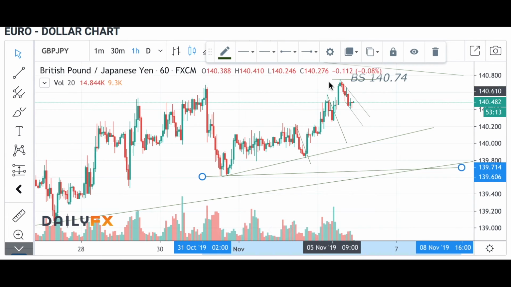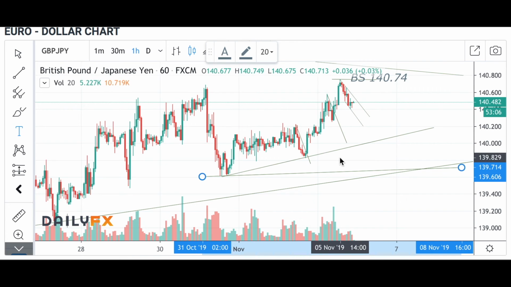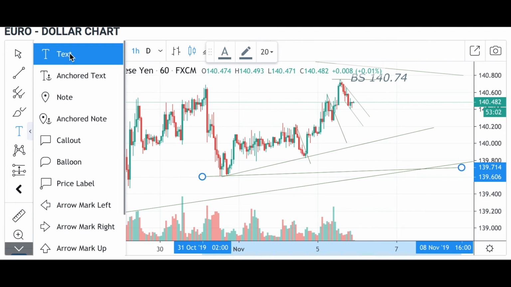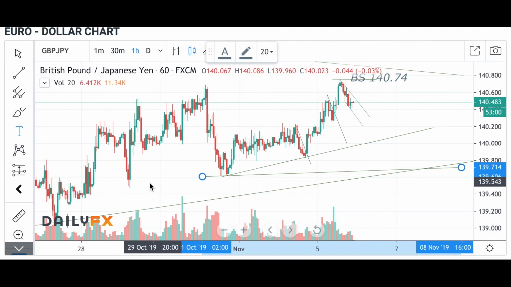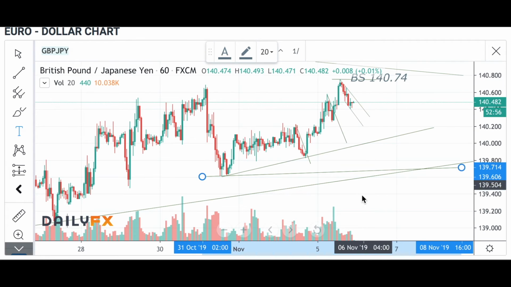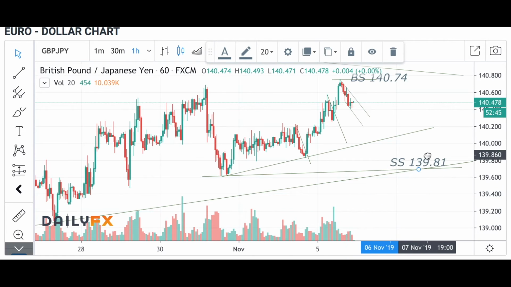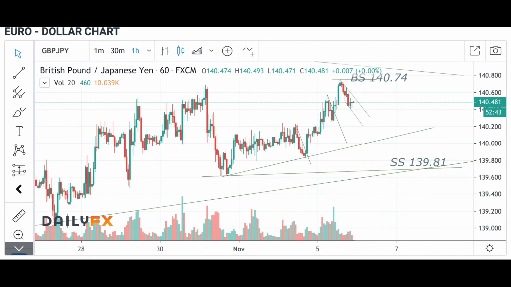So they're basically drawing this pattern out, top and bottom. And let's put a sell stop there. Let's go here, sell stop 139.81, and that goes around here. So that's how you draw all these lines.